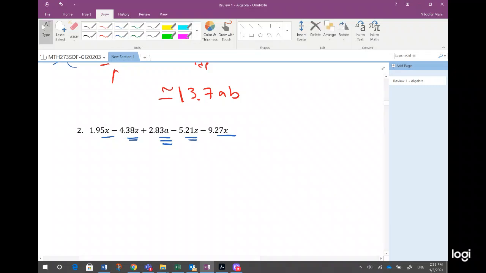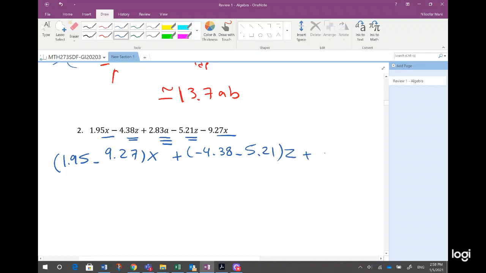Perfect. So now I have 1.95 minus 9.27 X plus minus 4.38 minus 5.21 Z plus 2.83A. Yes?